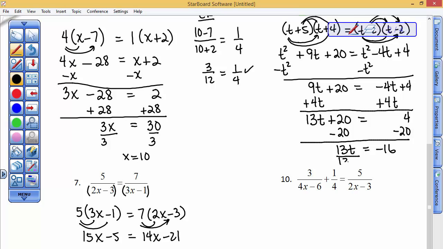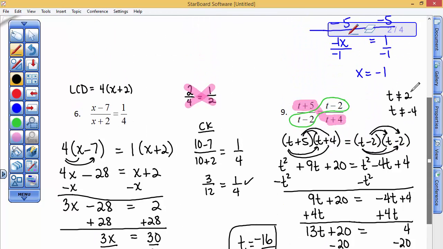And finally, I'll divide both sides by 13. And I find out for this problem, t is equal to negative 16 over 13. That's my answer. It did not turn out to be 2 or negative 4. Yes, I should put it in here and solve and check these. Be careful, if you use your calculator, you should put it in parentheses to do that.